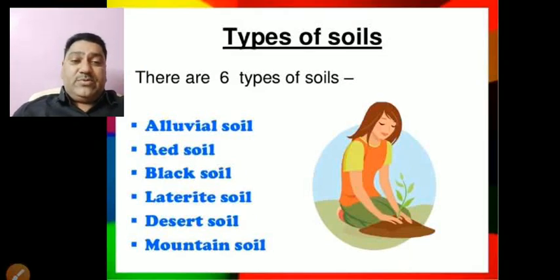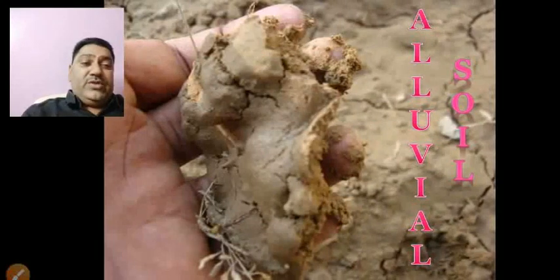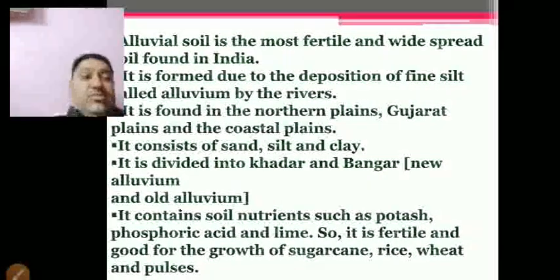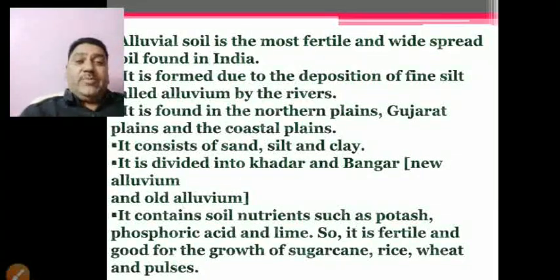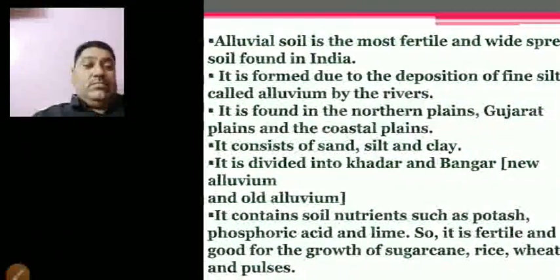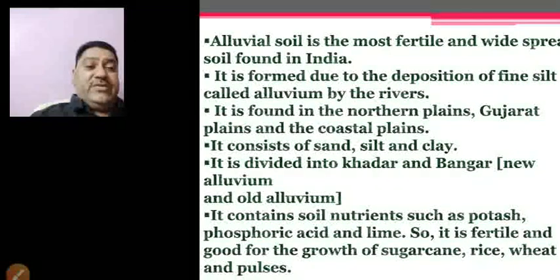So there are six types of soil, as you can see here. We'll see one by one. First, the most important soil is alluvial soil. Alluvial soil is most fertile, most widespread, that is mostly found in our country. And how is it formed? Due to deposition of fine silt called alluvium brought by the rivers.